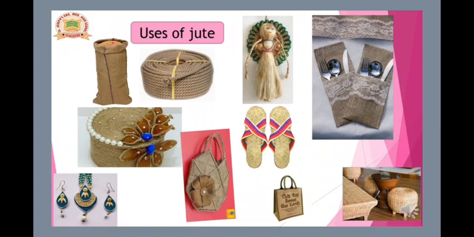So there are so many uses. You can see here so many materials can be made from jute, and jute fiber is a natural one. It doesn't cause any pollution since it's natural, and it is a very famous and very strong fiber which is used to make various items.